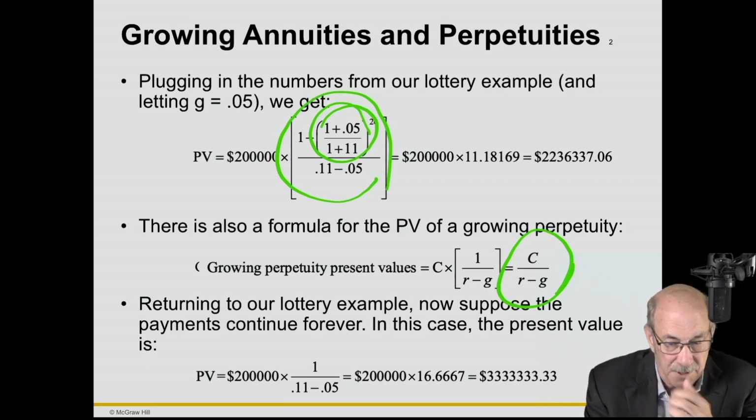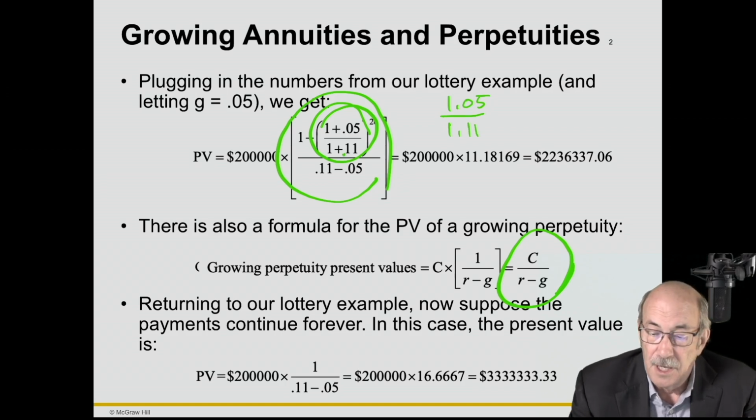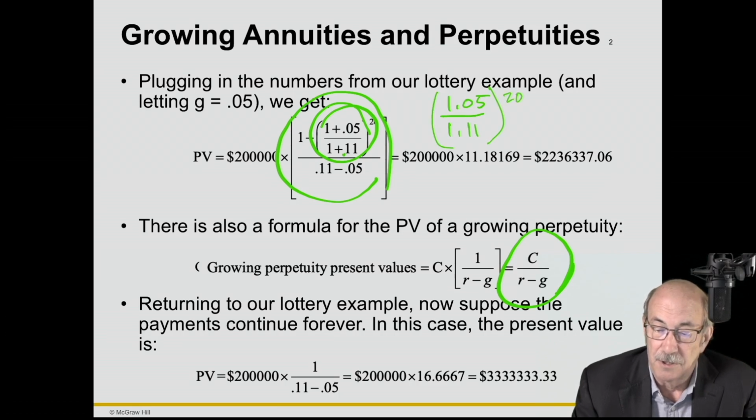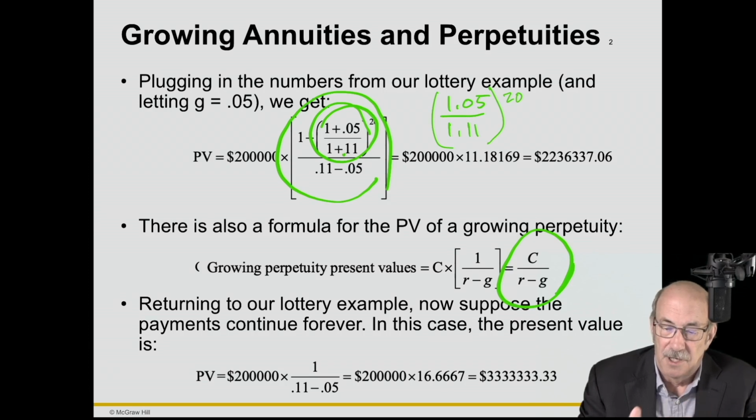I mean, you're just doing something like 1.05 over 1.11. It should be 0.11, that should be a point in there, and raising that to the 20th power. So make sure you keep your order of operations straight and so forth. But if you do that, you should be just fine.